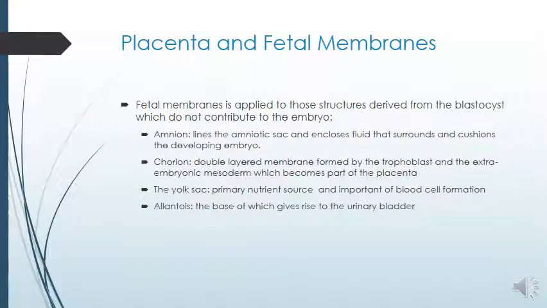The germ layers form the 4 extraembryonic membranes, and these 4 membranes are the amnion, which lines the amniotic sac and encloses fluid that surrounds and cushions a developing embryo. The chorion, which is a double-layered membrane formed by the trophoblast and the extraembryonic mesoderm, becomes part of the placenta. The yolk sac acts as a primary nutrient source, and it's also important for blood cell formation. And the allantois, whose base later gives rise to the urinary bladder.